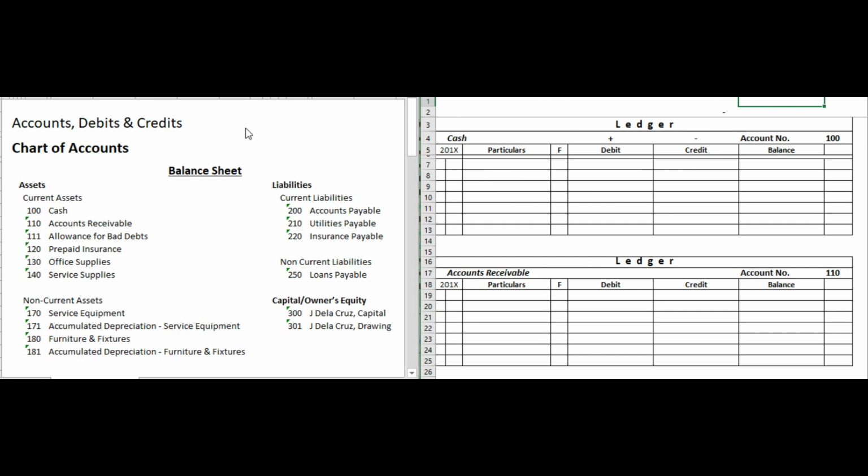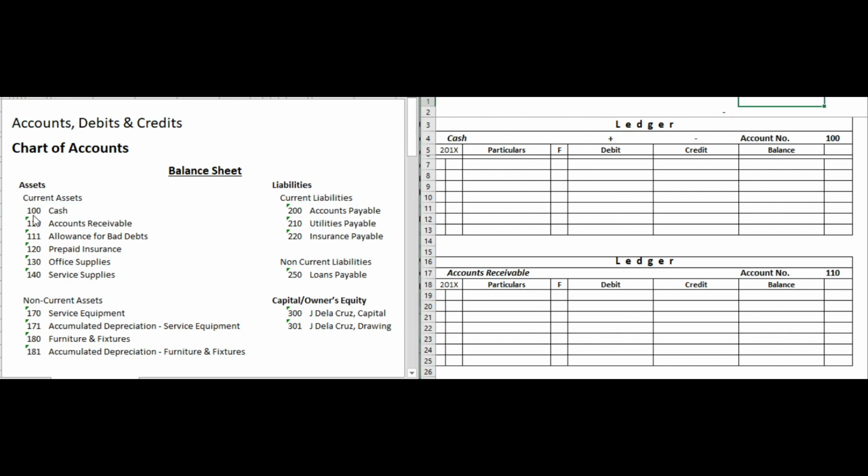Before we establish a ledger, let's first take a look at our chart of accounts. For our chart of accounts, we will create one ledger for each account. Meaning, each account in the chart of accounts gets its own ledger. Actually, in practice, each is a separate sheet, or in computerized accounting systems, they are automatically generated. To illustrate, we will create blank ledgers.